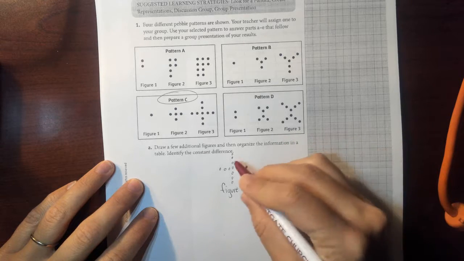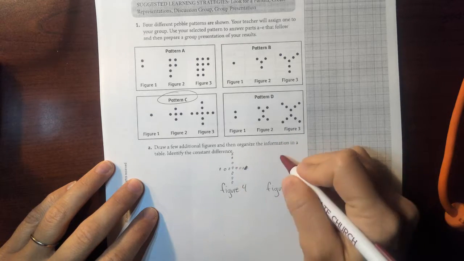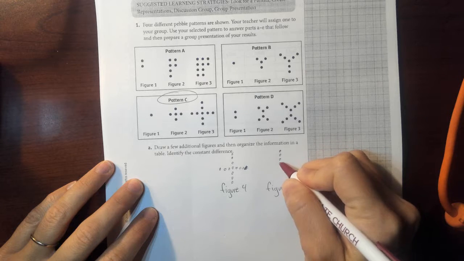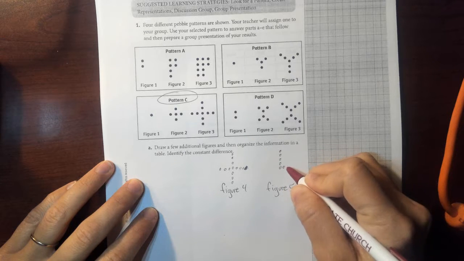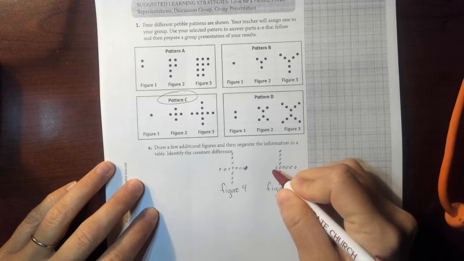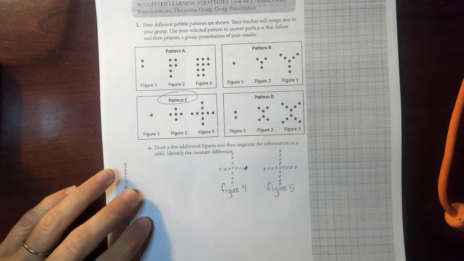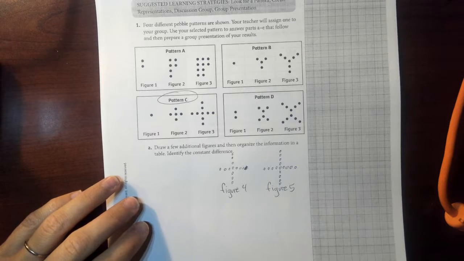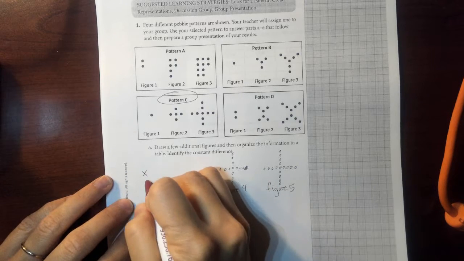Now we're going to do the same thing here. I'm going to just add one more. So this is 4, so we're going to do 5. 1, 2, 3, 4, 5 on each leg. Okay, so that's what our figure should look like. Now let's organize it into a table.